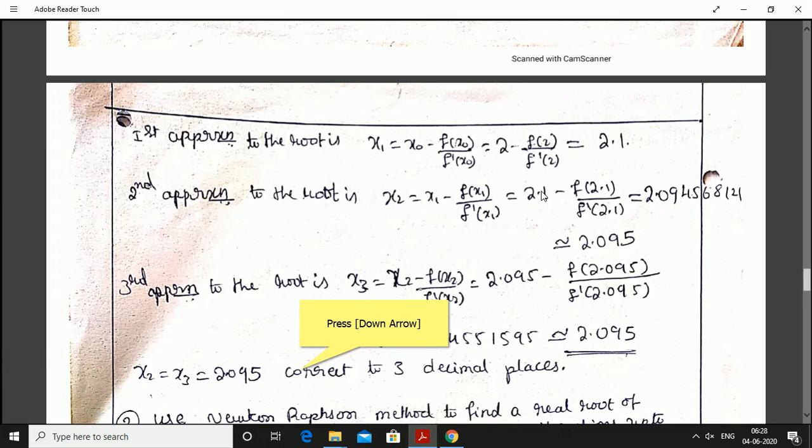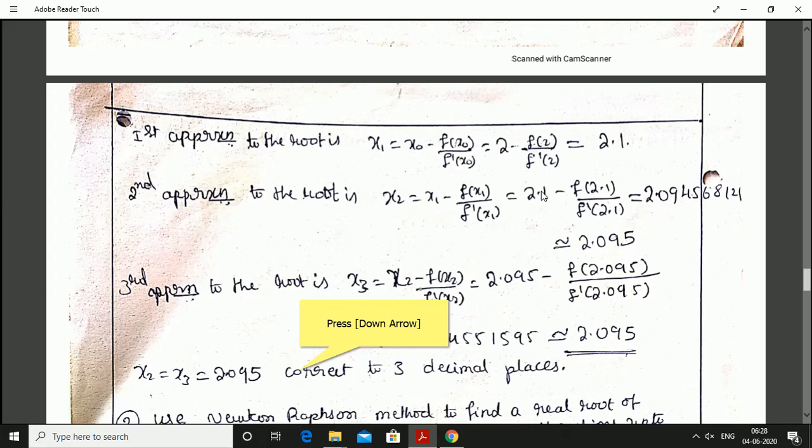Correct to 3 decimal places means, 2.094568181 is there. Look at the fourth decimal place. If that value is greater than or equal to 5, add 1 to the previous digit. So 4 becomes 5, 4 plus 1 is 5. The x2 value corrected to 3 decimal places is 2.095.